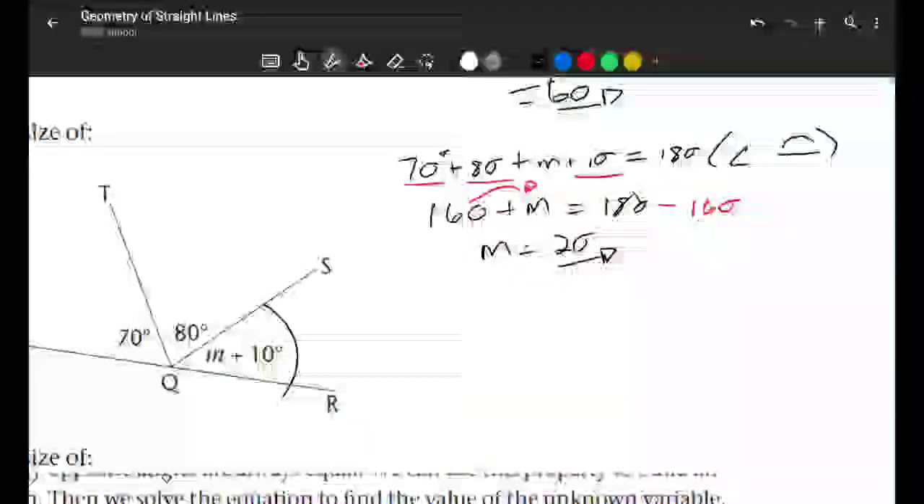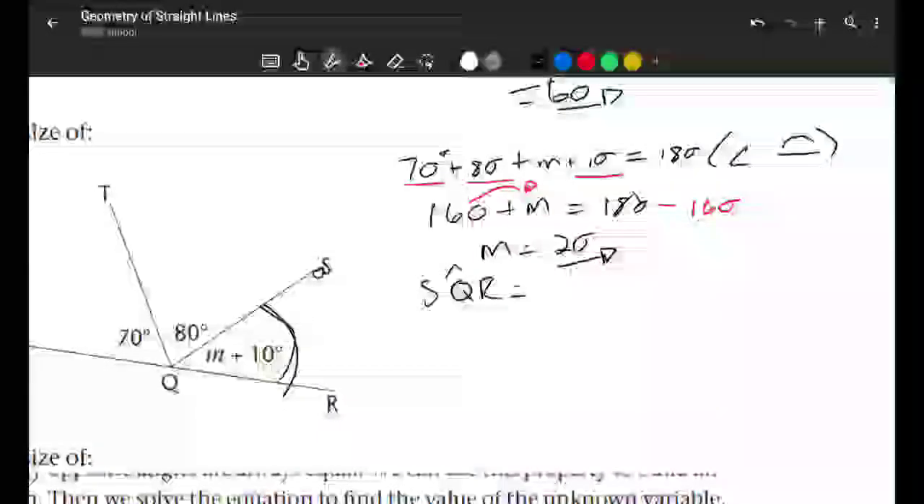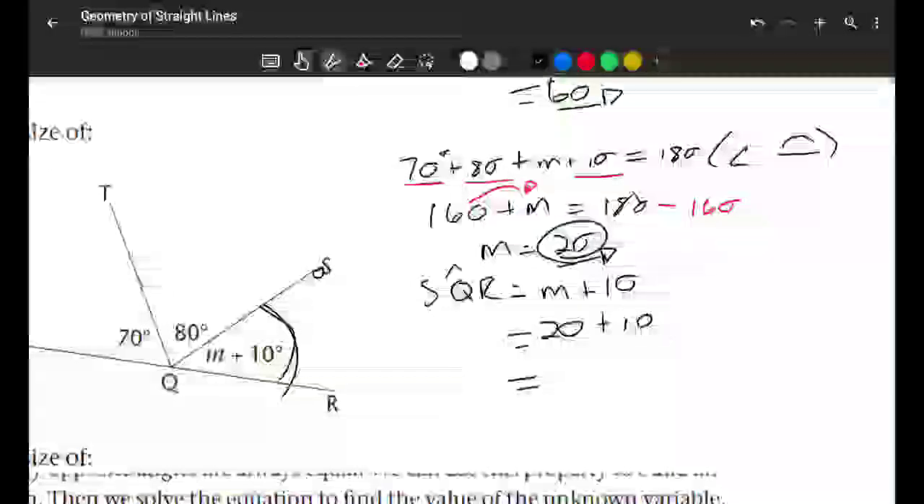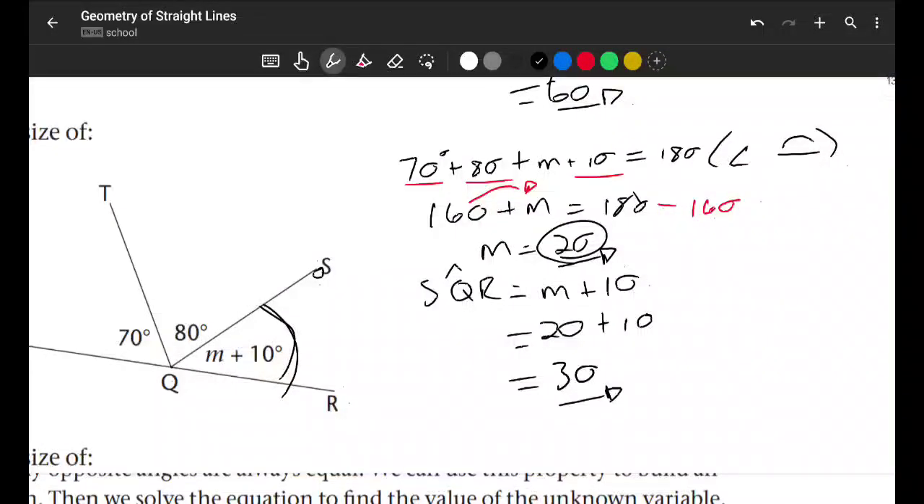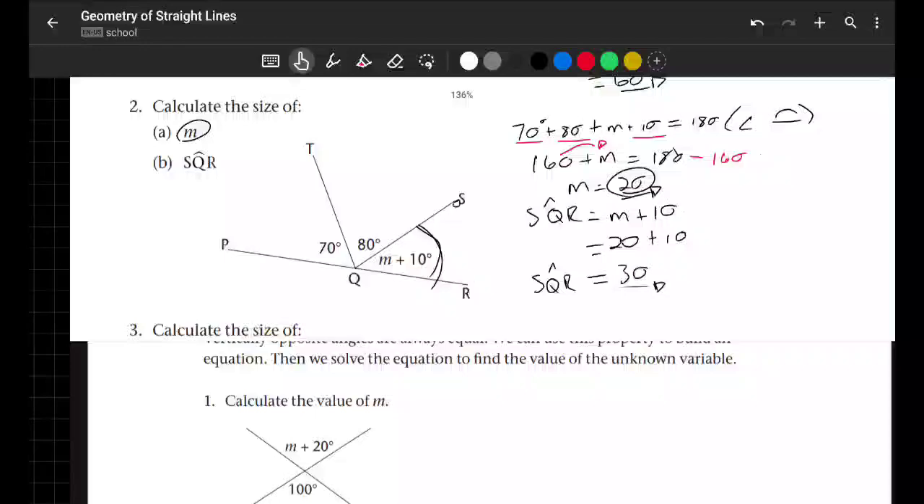But we're not done. The question says that they also want us to solve this angle here, SQR. So we're going to say SQR is equal to M plus 10. Wherever you see M, substitute with the amount that we found here, 20. So it's going to be 20 plus 10. That will give us 30. Now angle SQR is equal to 30. Simple enough, right? Then now we move to the fun stuff, the challenging part.